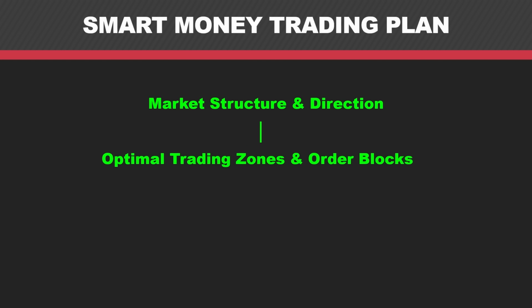Next, we have optimal trading zones and order blocks. These areas on the chart can potentially provide us with high-probability trade opportunities. Moving on, we have liquidity concepts. Liquidity fuels all markets, and it's crucial to identify where positions could be liquidated to prevent unexpected losses.